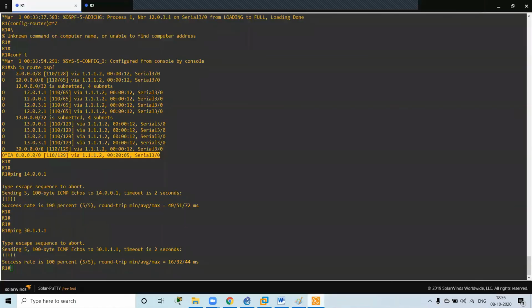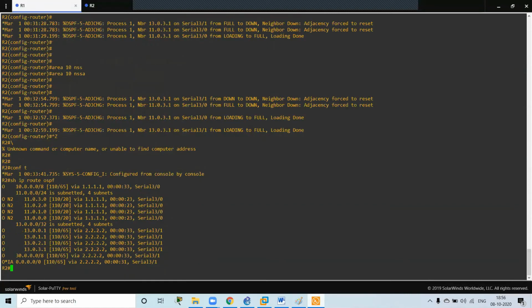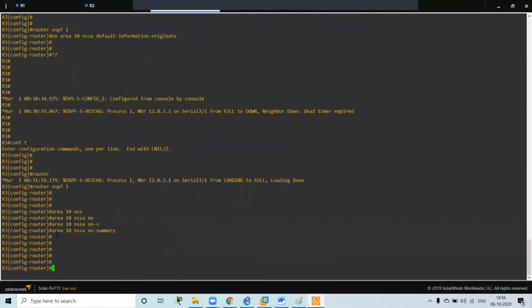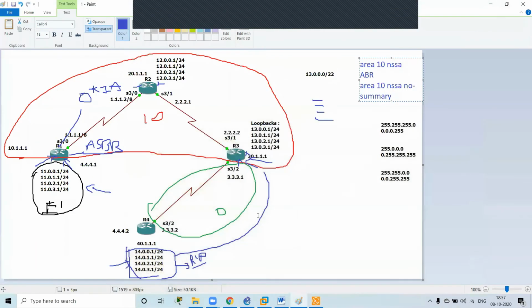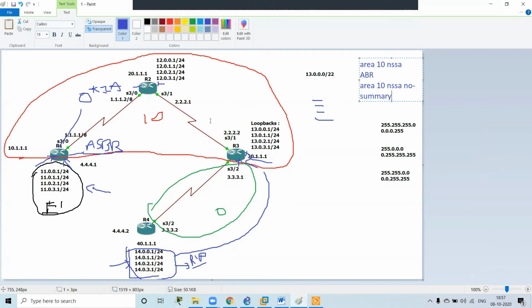What actually made it totally stubby? What command? It looked almost the same to me. All the area 10 commands are the same. On the ABR router, you have to give NSSA, no summary. That's what makes it totally NSSA. The area 10 NSSA is the only thing you ran on R1 and R2, yes. But by running no summary on the area border router, it will remove the summary routes and just advertise the default route. Understood?